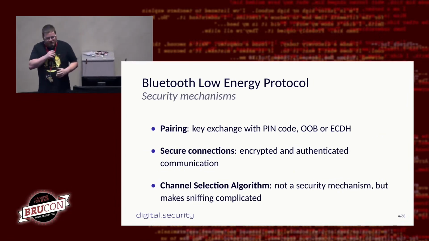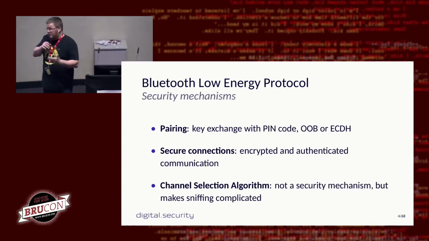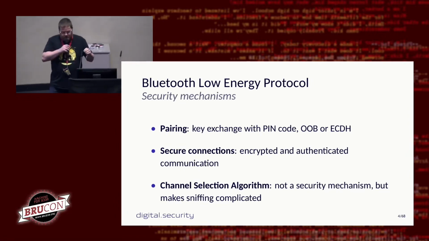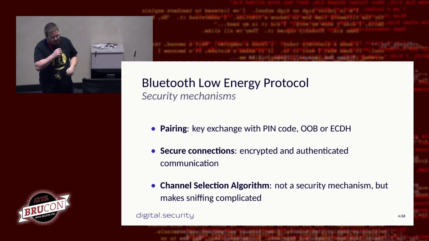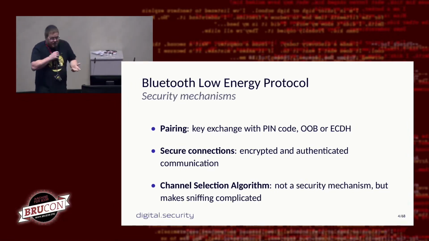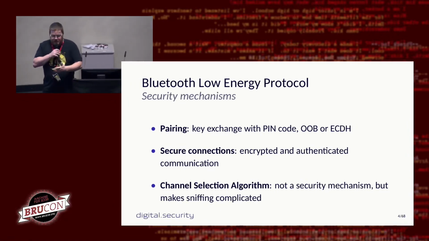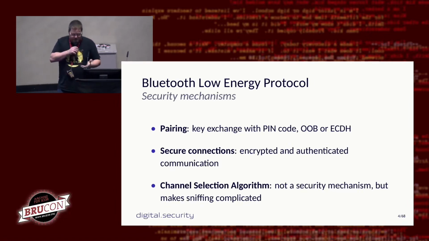This protocol includes a lot of security features and security mechanisms. The first one is the pairing. This is a process that allows any device to exchange a key with a PIN code, out-of-band data, or, in the latest version, 4.2, with the ECDH protocol. There are some vulnerabilities in this pairing mechanism.